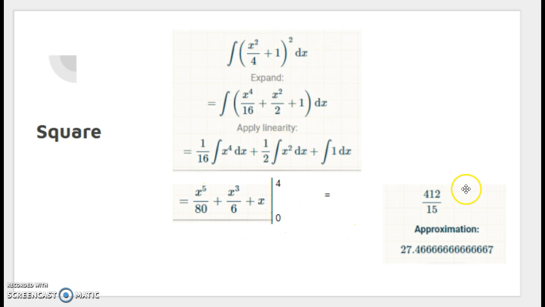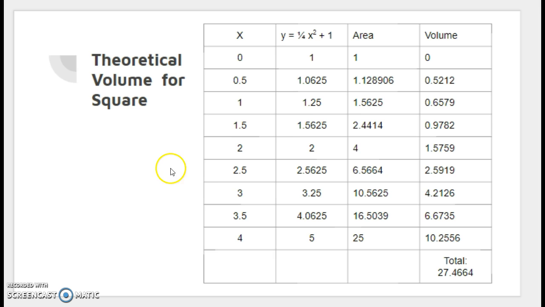After plugging them in, we found that equaled 412 over 15, or approximately 27.467. This is our theoretical volume using the integral. As you can see from this chart, we show the x value, what you get for the y value when you plug in the x values, the area, which we did y equals the function squared, and then the volume, which is just the integral of the area. And as you can see, our total is 27.466.